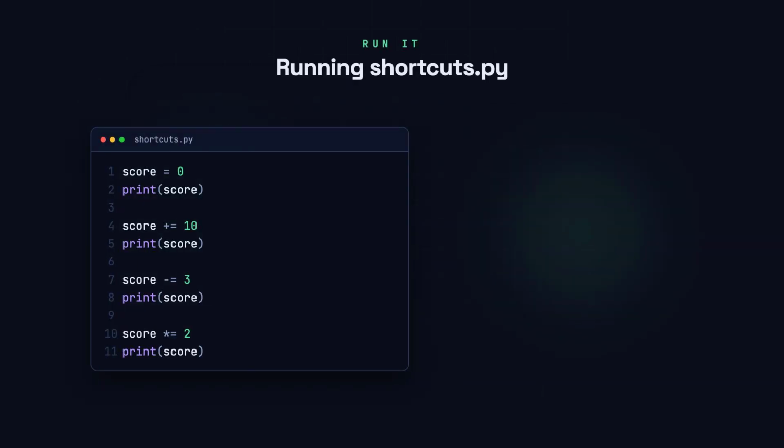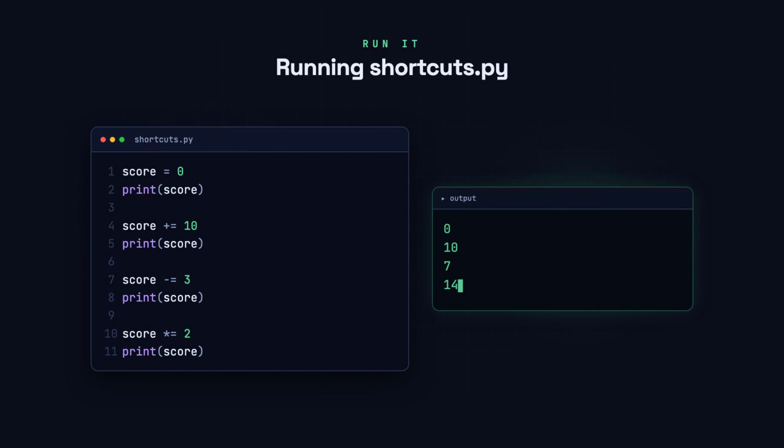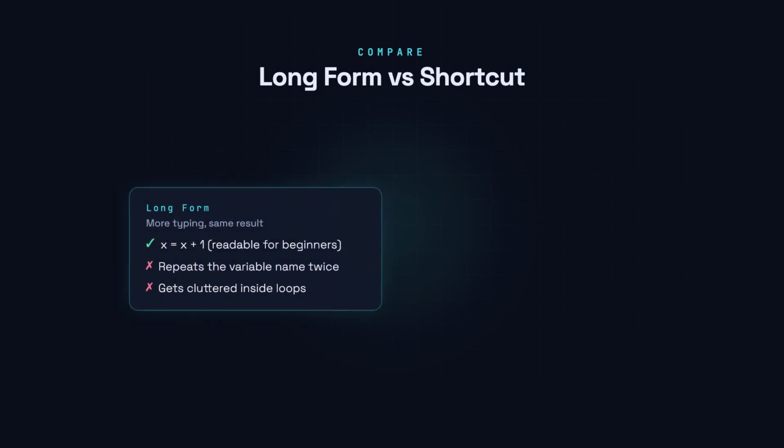Running the file prints 4 numbers. 0 is the starting value, 10 after adding 10, 7 after subtracting 3, 14 after multiplying by 2. Each shortcut changes score step by step. Both styles produce identical results.